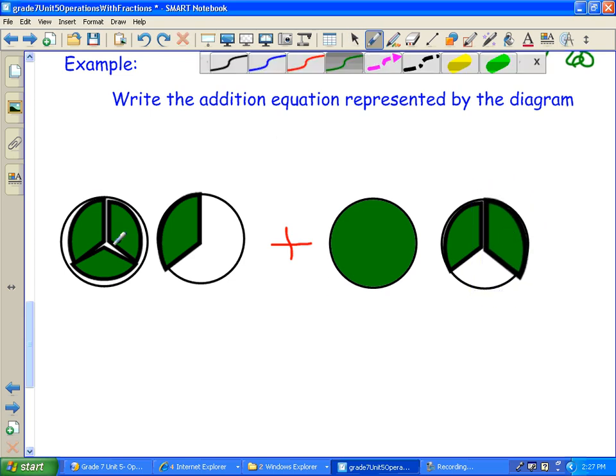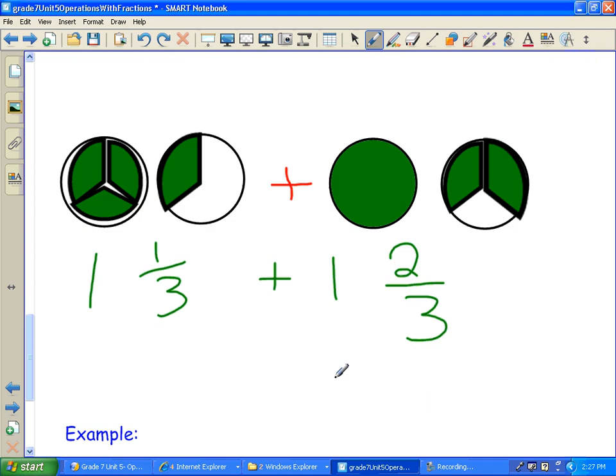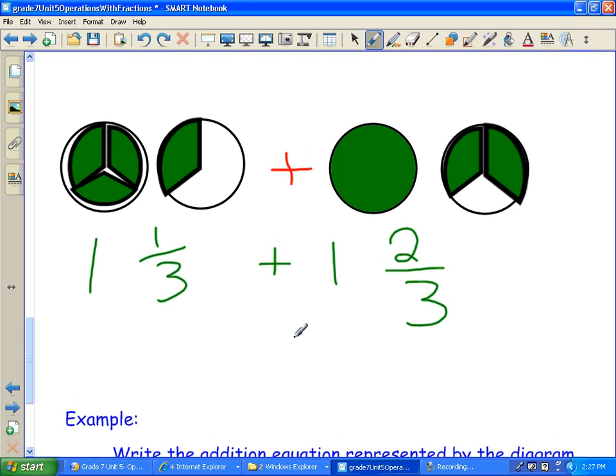Well, just simply look at how many you got here. You got 1 whole, and then you've got 1 out of 3 pieces that it would take to fill it out. So it's 1 and 1/3 plus 1 and then 2/3. Now if I were to go ahead and add this up, all I'd have to do is simply change it to mixed or improper.